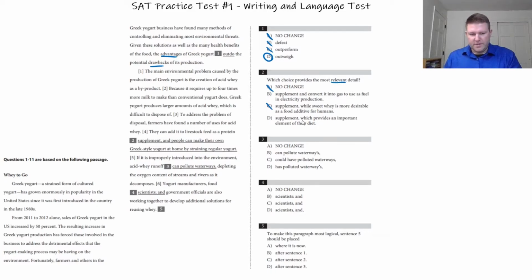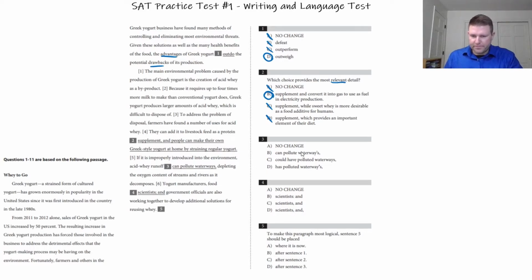And then D, this is the one that a lot of people choose. So they can add it to livestock feed as a protein supplement, which provides an important element of their diet. So this sounds really nice when you plug it in, but the paragraph isn't about establishing proper livestock diet, okay? So it's about getting rid of acid whey, and B is just much stronger in that regard. So there we go, okay?